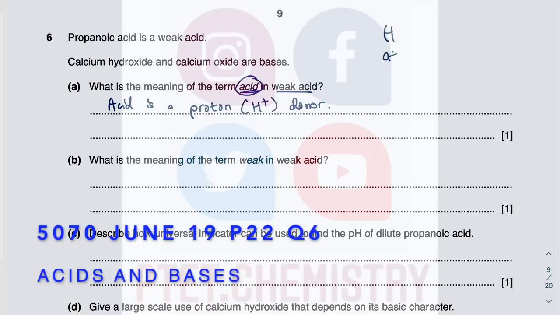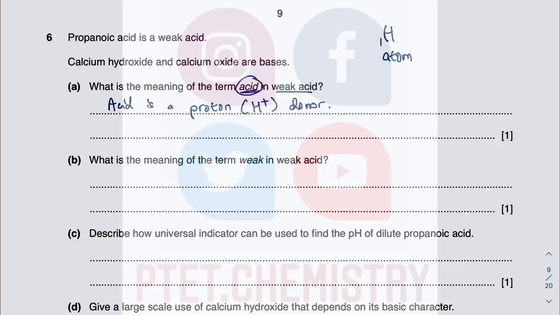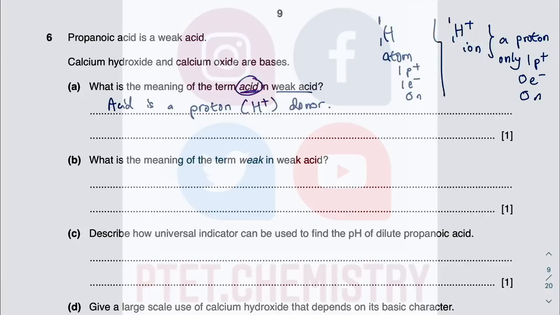This is a hydrogen atom. There is one proton and zero neutrons. This is the H plus ion. This is also known as a proton because there's one proton and zero neutrons. Only one proton, zero electrons, zero neutrons, compared with one proton, one electron, zero neutrons. Can you see why it is called a proton now? It's a proton or H plus donor because there's nothing else. You have a plus, you have lost an electron.